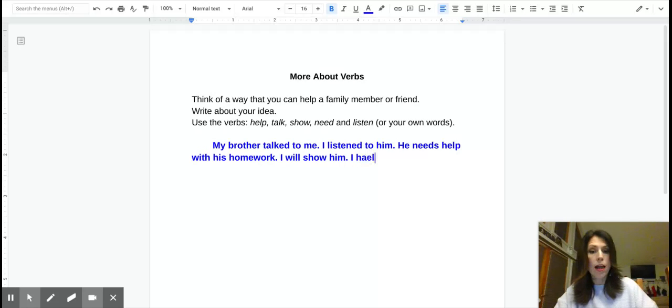I help my family. And help is now in the present. So there I gave some examples using some of these verbs up here. I changed them to happen in the past, in the present or now, and in the future. So try to use at least a couple of those verbs, or you can think of your own. They don't have to be the ones that are listed.